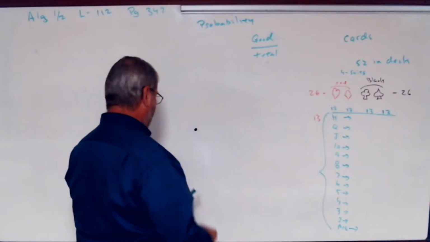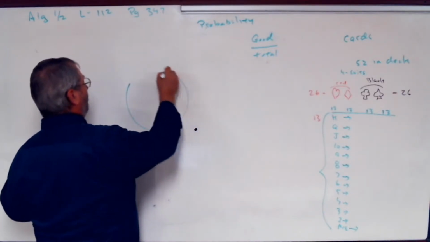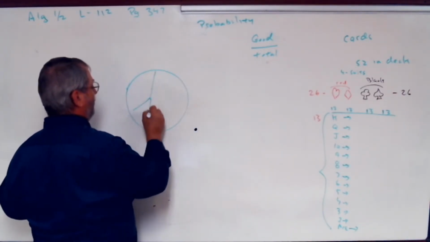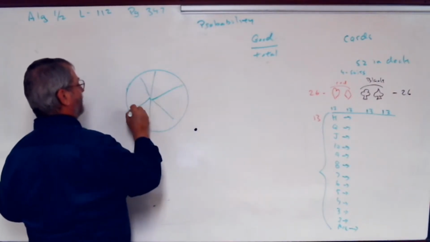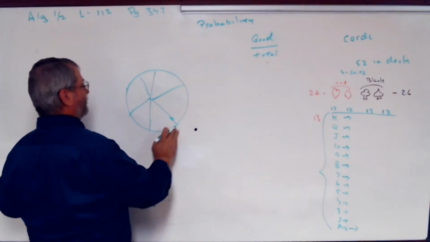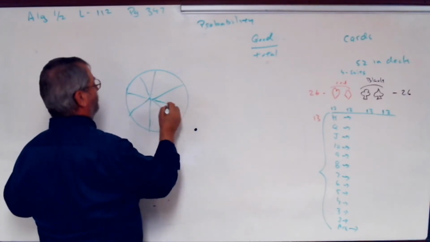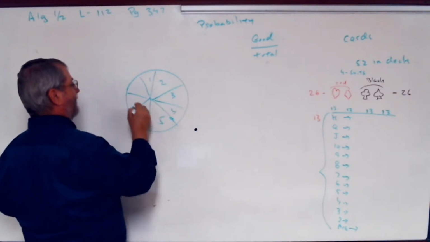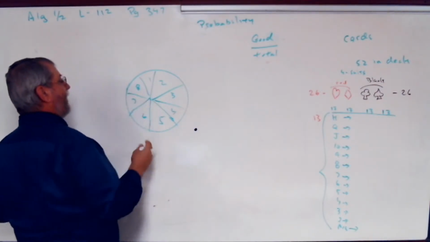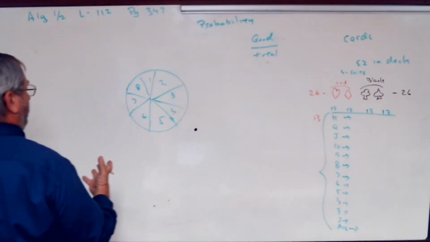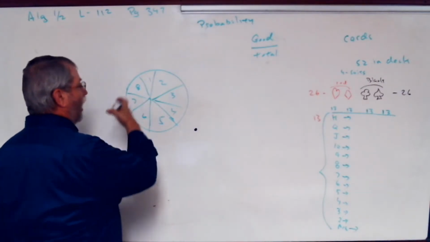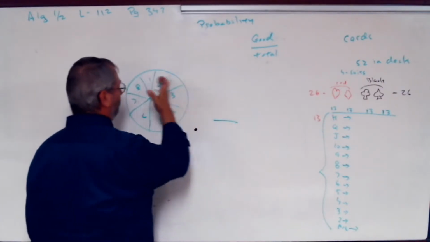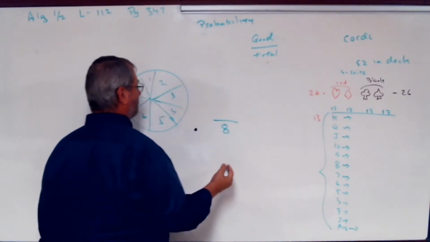So, probability. Let's start with a spinner. If you have a spinner, this looks like a peace sign that somebody ran over with a shovel, okay? Well, let's put some more in here. There's a 1, 2, 3, 4, 5, 6, 7, 8, okay? So, whenever we're spinning this spinner, what is the total on this spinner? The total is 8, because there's 8 spaces.